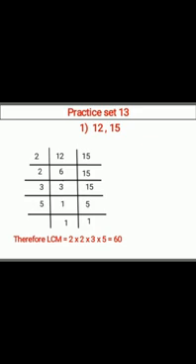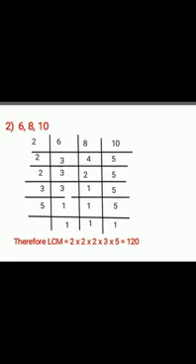Now you will take 6 and 15. Now 6 is divisible by 2 but 15 is not divisible by 2. So you will write 2 threes are 6 and 15 as it is. Now 3 and 15. Both are divisible by 3. So you write 3 ones are 3, 3 fives are 15. Now 5 is divisible by 5. So 5 you will write 1, 5 ones are 5. So the LCM of 12 and 15 is 2 into 2 into 3 into 5, which is equal to 60.